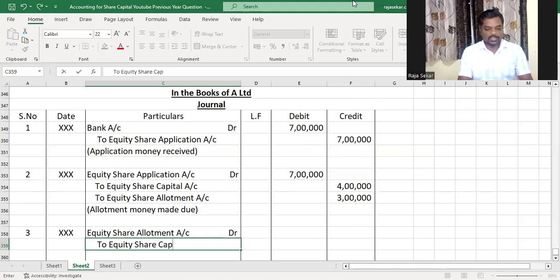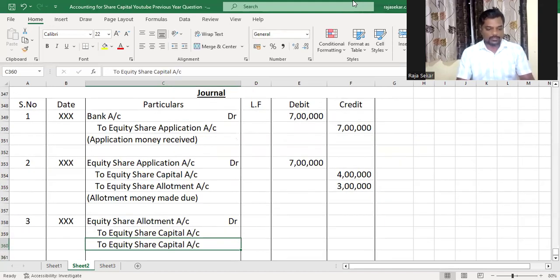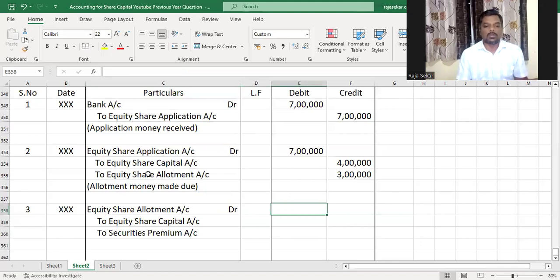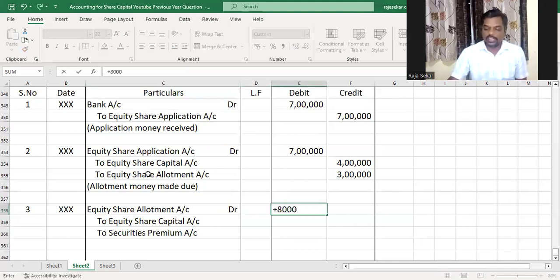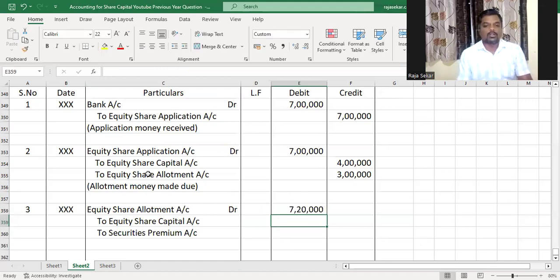So the equity share capital account, and securities premium account. As I told you already, whether there is excess application money or not, you're always supposed to take the entire amount. You're always supposed to make the allotment due for the total number of shares that you're holding. So here you're holding 80,000 shares. Allotment money is 9 rupees per share. And out of that, 4 rupees is premium.